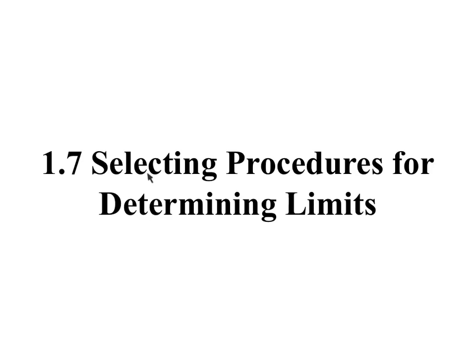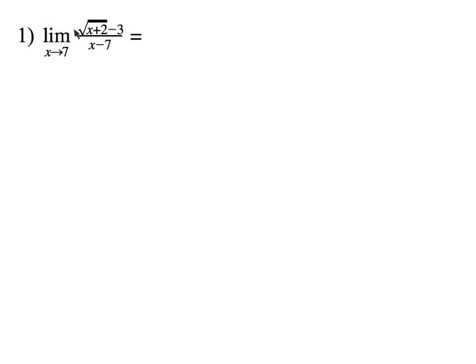Section 1.7, Selecting Procedures for Determining Limits. Alrighty, we're going to take the limit of this crazy looking thing. This one doesn't use factoring to do it. Now, first thing we want to do real quick is to see what is f of 7. If we plugged in 7, what do we get?